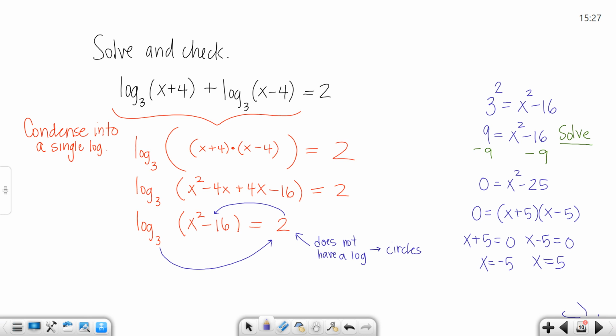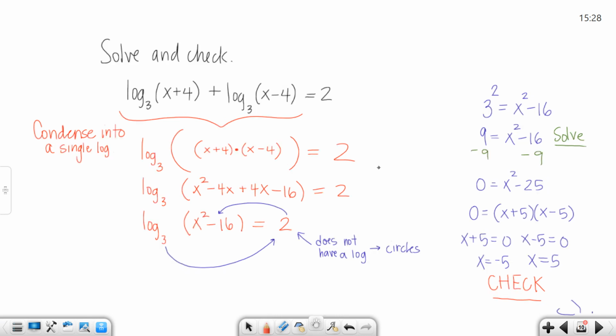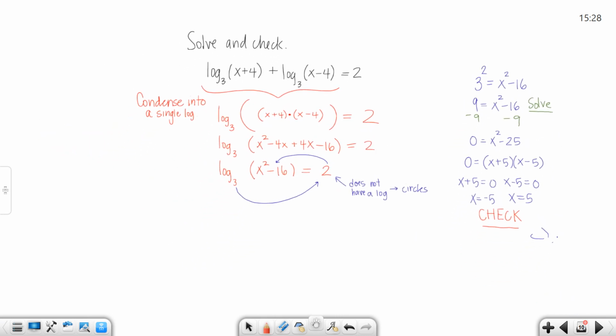but that is not my answer. The reason it's not my answer is that the directions say solve and check. Now, I didn't really stress the checking at the very beginning of the section, but I'm going to really stress the checking when you have more than one piece, especially when you have a negative answer. So I have two values here, negative 5 and 5, and I want to check.